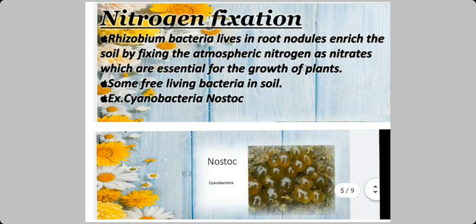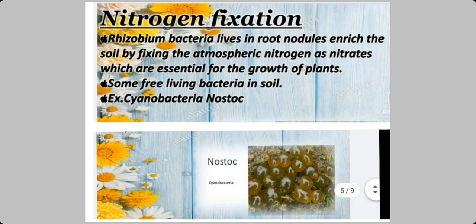The atmospheric nitrogen is present. The nitrogen changes into nitrogen compounds, like ammonia, like nitrate molecules. It is changed and then it is fixed in the root nodules, which are essential for the growth of the plants.